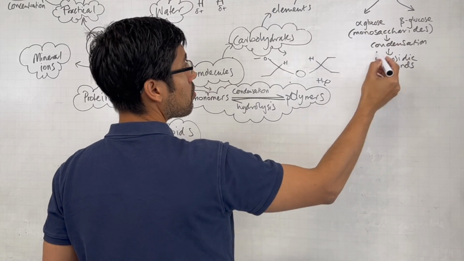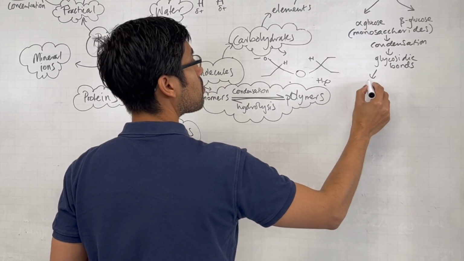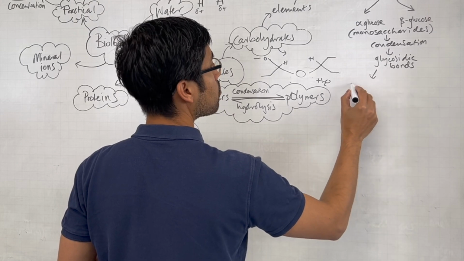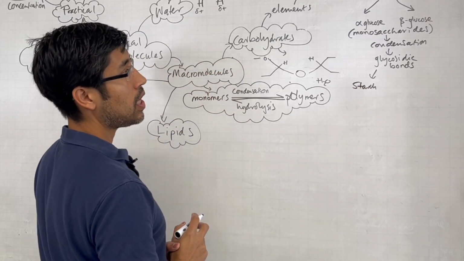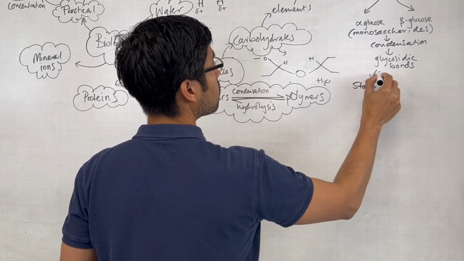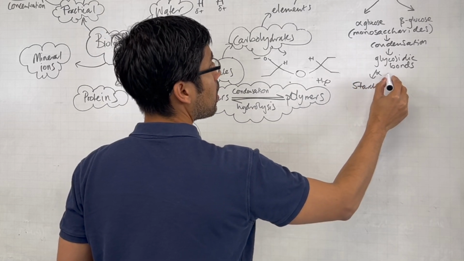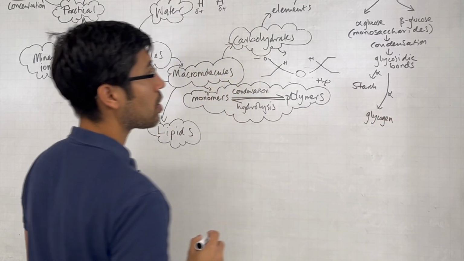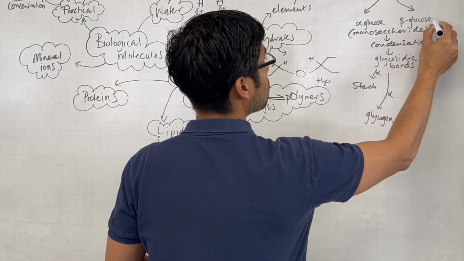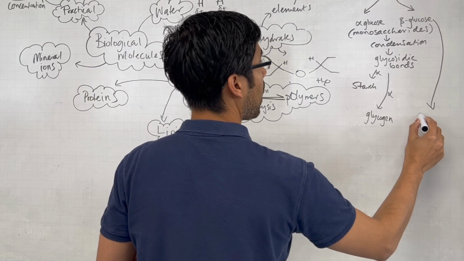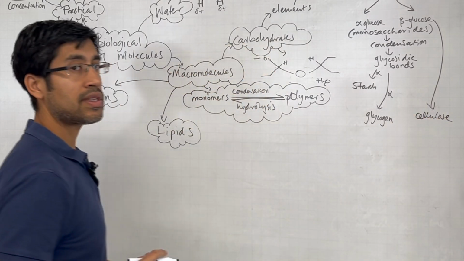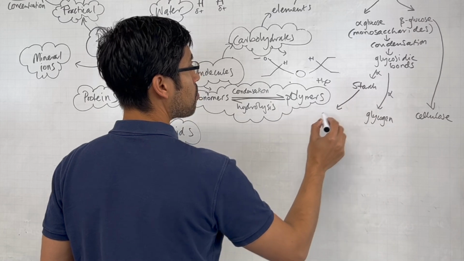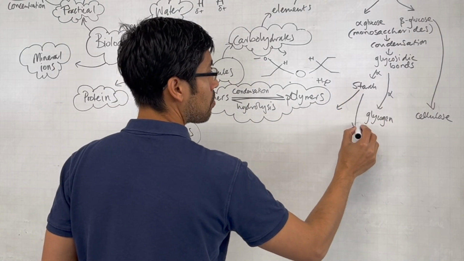From alpha glucose, we could have two. We could have starch, and we could have the other alpha one, which could be glycogen, whereas with the beta, we could have cellulose. All right? Okay, now in terms of starch, remember that starch has two types of polymer.